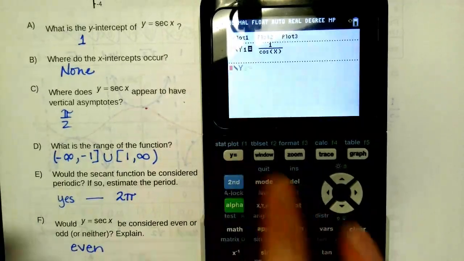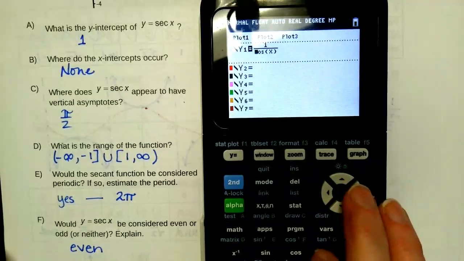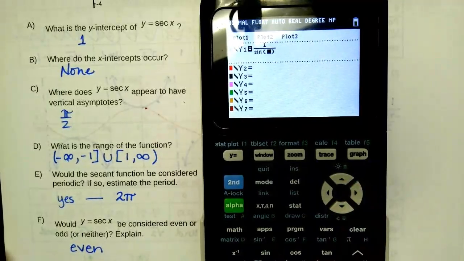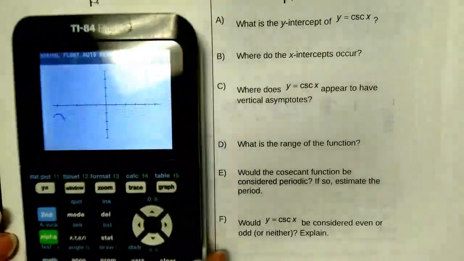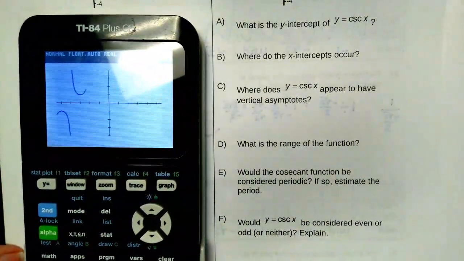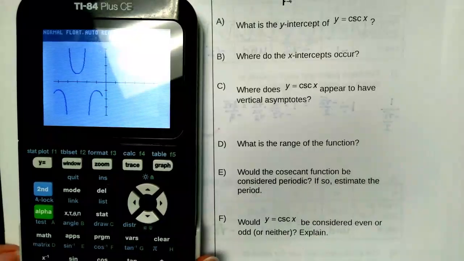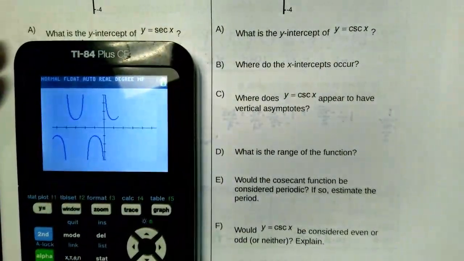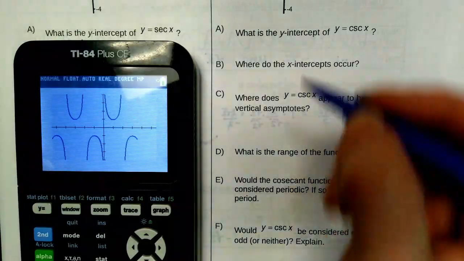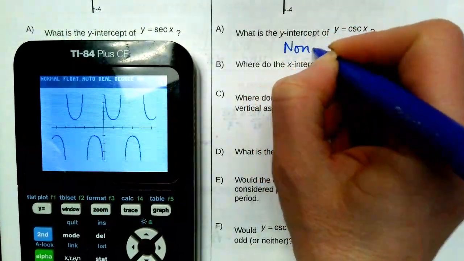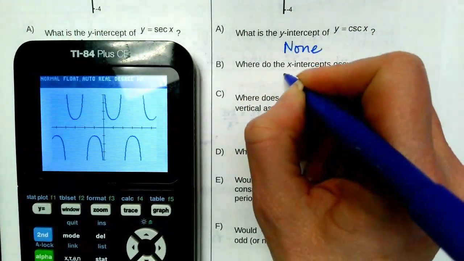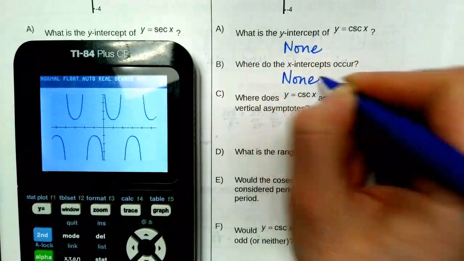All right, so let's do cosecant. So that's going to be 1 over sine x. All right, it's coming any second now. There we go. You can see it. There it is. What's the y-intercept? There is none. There's an asymptote on the y-axis. X-intercepts? Also none.